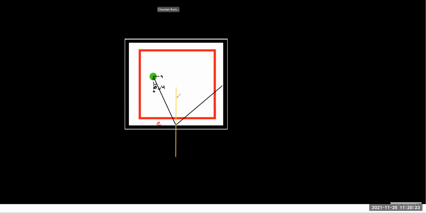So u is the speed, and after hitting the edge, it will bounce back and it will have two components, one right and another up. If I call the vertical component Vy and the horizontal one Vx, what you have been given is theta and u. So this will be u sine theta.